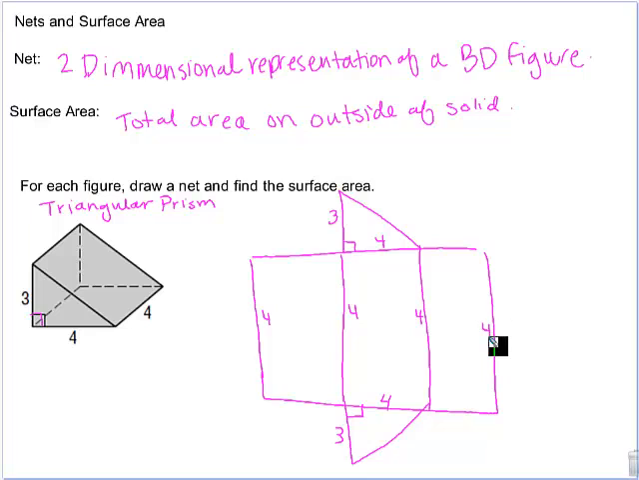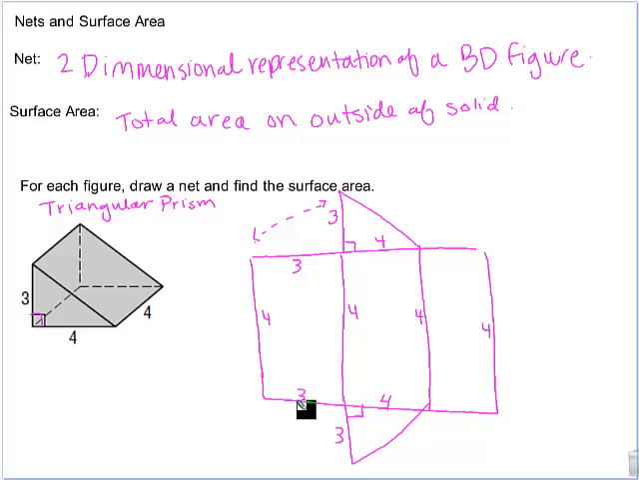Okay, so now let's envision folding this up. This rectangle here gets folded up and it has to meet with this side. So these 2 sides have to meet, which means if this length is 3, what does this length have to be? 3. It has to be 3 because they have to meet up perfectly. Do the same thing here. Envision folding these 2 corners together. If that length is 3, what does this one have to be? 3.